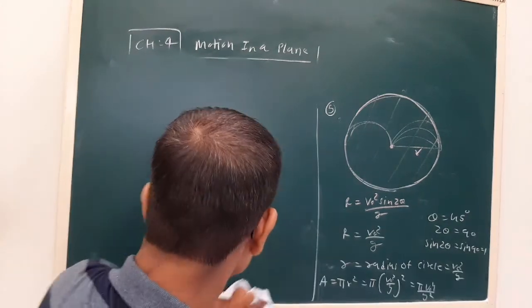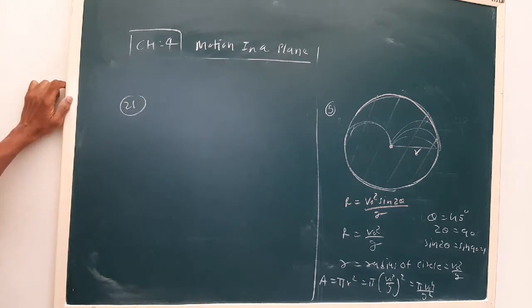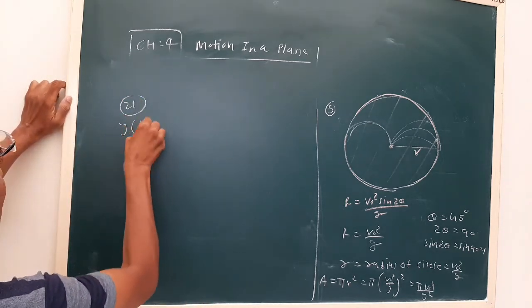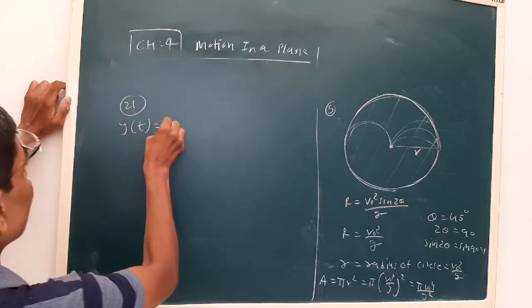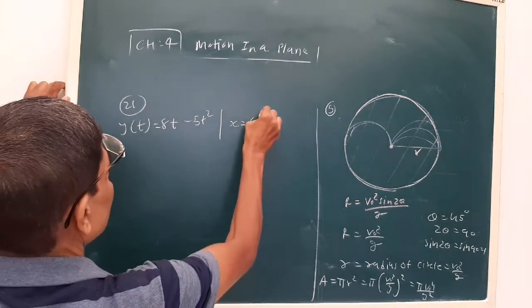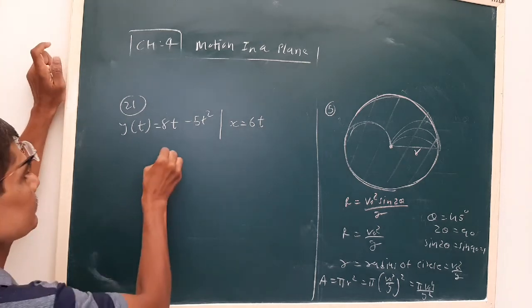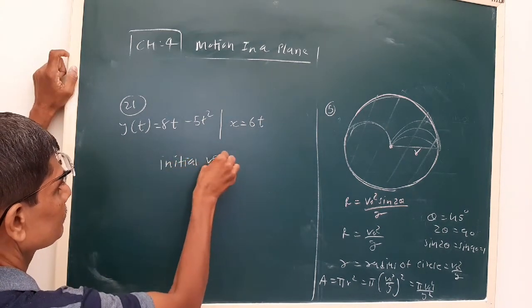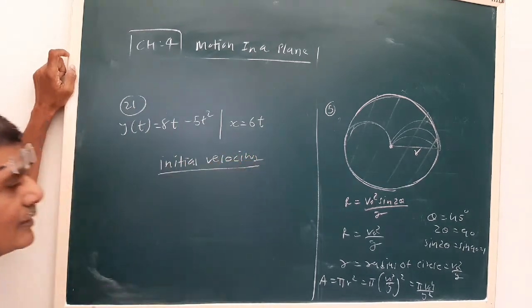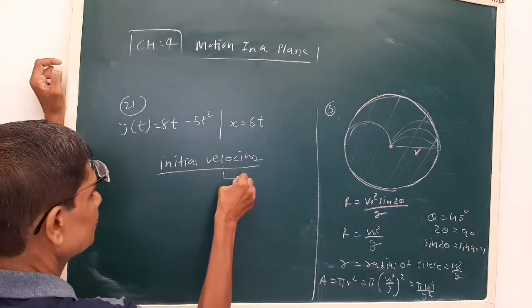See, one more question related to two-dimension motion. Now see, the components of a particle: y as a function of time is given as 8t minus 5t square, and x is equal to 6t. See, x and y are distances in meters, and t is time. What is the initial velocity? Whenever initial velocity is given, we have to understand that time t is equal to 0.